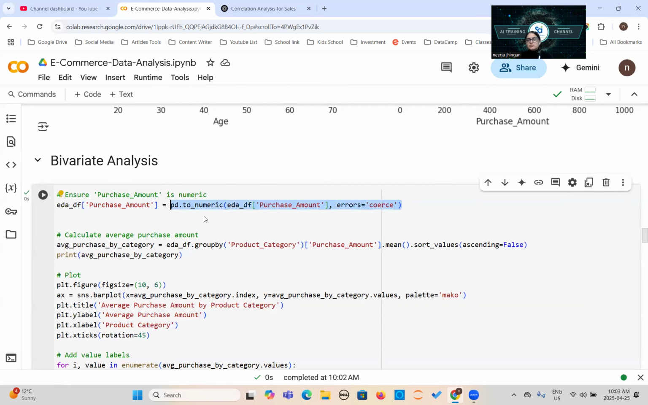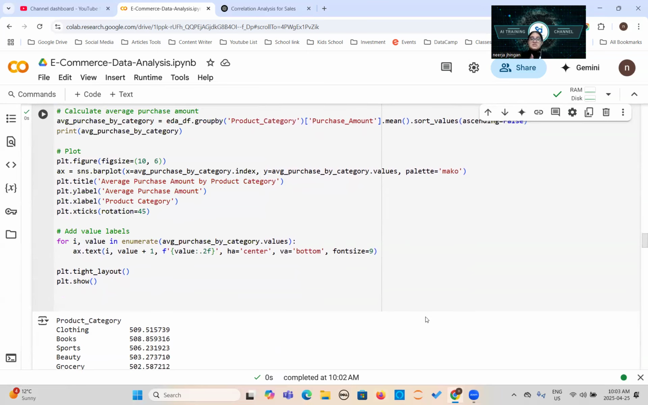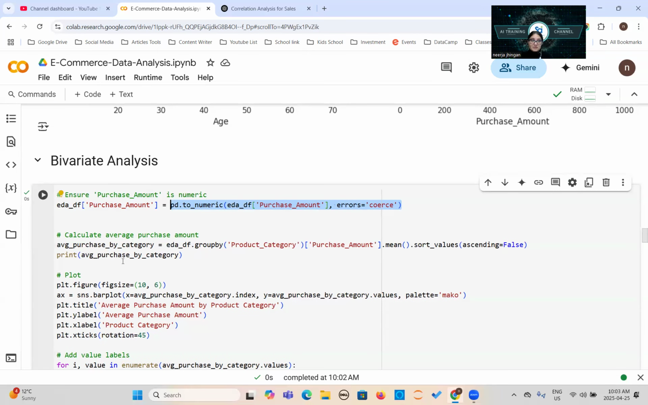Because otherwise, if I use float values for the 50,000 records, then your graph will not look visually good. Okay, so that's why I'm converting into this one, to show you the graph more beautifully. This is the reason we are converting it into numeric. Okay, and then here you have to calculate the average purchase amount, and then we will print it. This is very important, right?